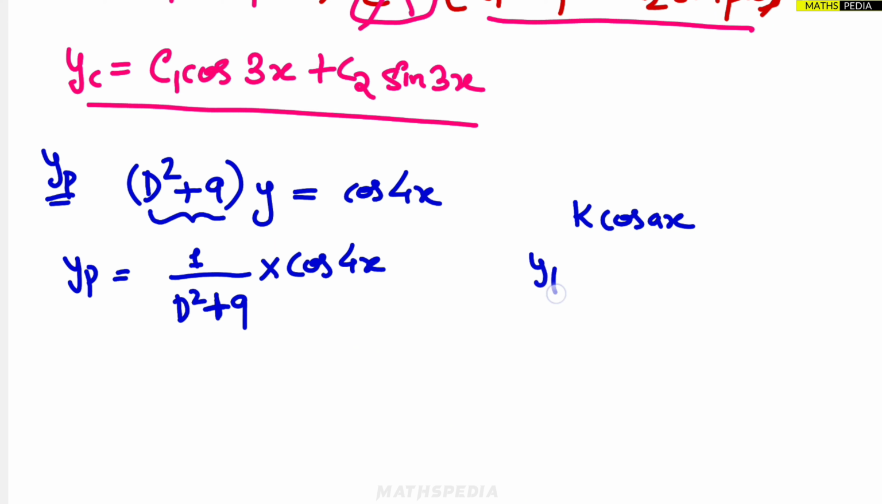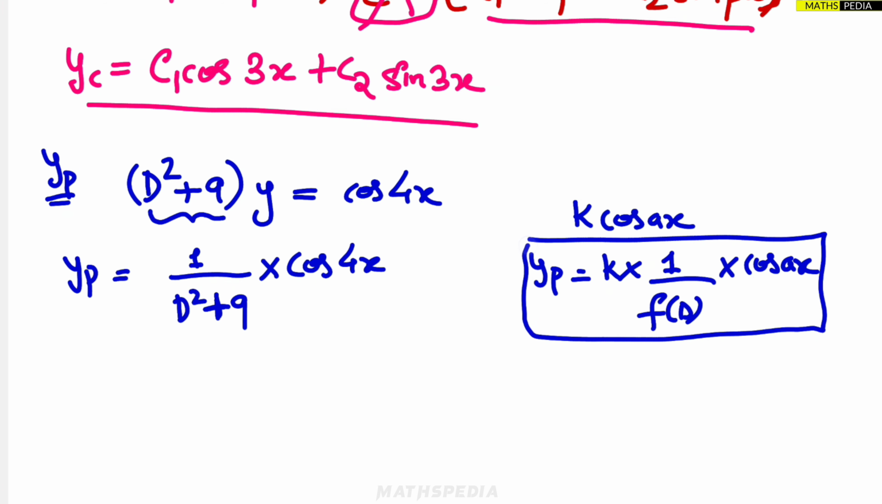So you will write yp as 1 divided by function of f of d, into k. You can place it over here. So let me just rewrite this one. K into 1 divided by function of d into cos ax. This is the way to write the yp value.